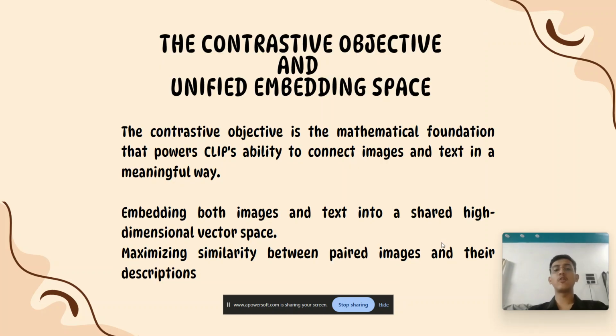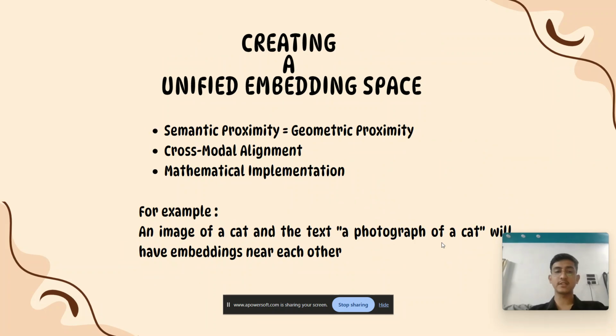Let's move on. What is the contrastive objective and unified embedding space? The contrastive objective is the mathematical foundation that powers CLIP's ability to connect text and images in a meaningful way. So this unified embedding space provides us with different strong features. The first is that semantic proximity should equal geometric proximity.